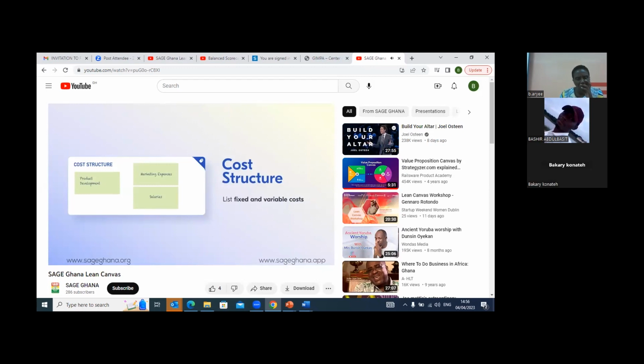In our example, let's focus on costs for product development, infrastructure and support, as well as the marketing expenses and salaries.